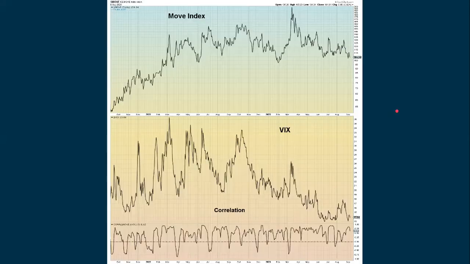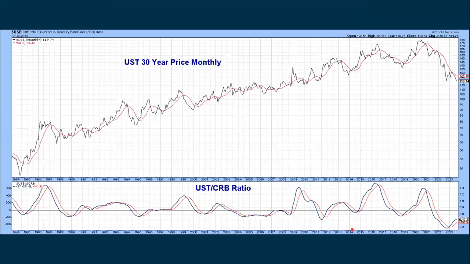Then we look at the MOVE index, which measures the volatility of bonds. In the middle, we look at the VIX, which measures the volatility of stocks. And then we take a correlation between the two, and they have a pretty strong tendency to go in the same direction. We look at a monthly chart of the 30-year price of the Treasury bond, where it's continuing to decline. But when we compare it to the CRB index, even though the CRB has been coming back, it's still underperforming longer term when we compare it to the price of bonds.